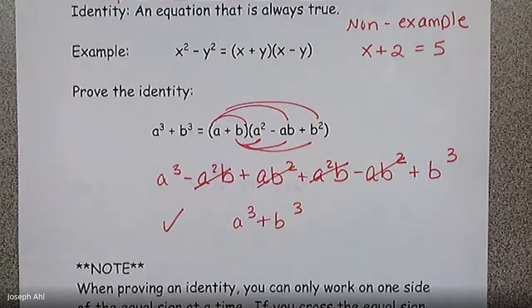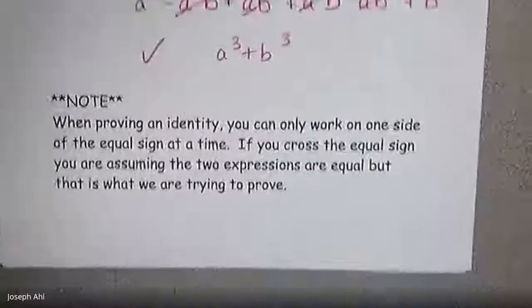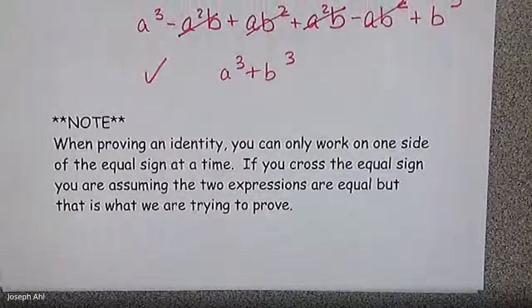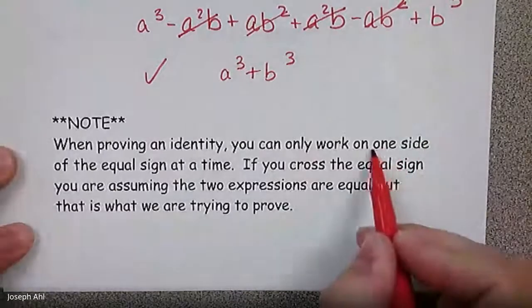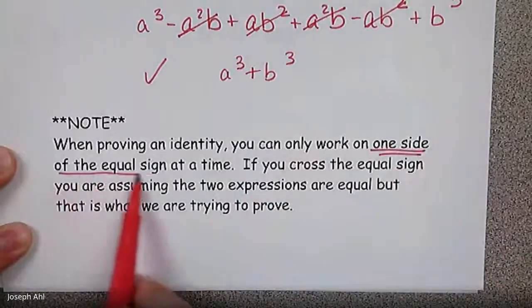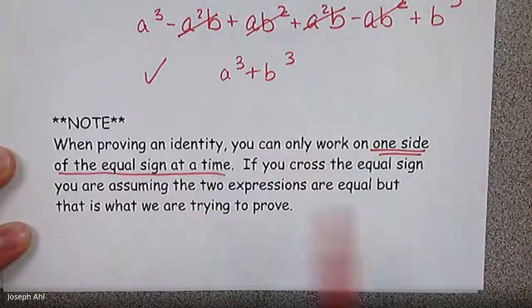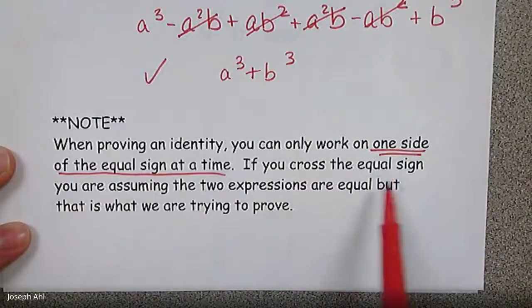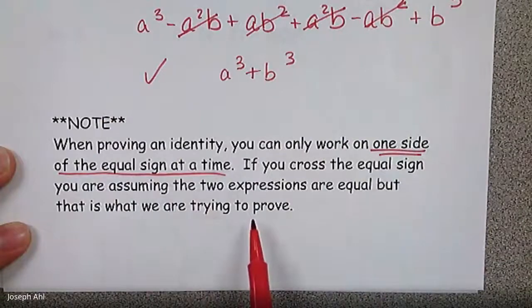But let's move on, actually, and I have one quick note at the bottom. It's up to you if you want to copy this into your notes. But when proving an identity, you can only work on one side of the equal sign at a time. If you cross the equal sign, you are assuming the two expressions are equal. But that is what we're trying to prove.